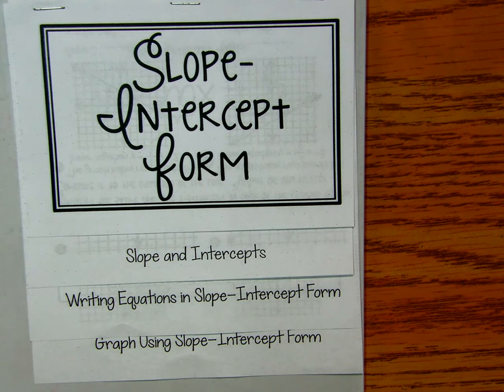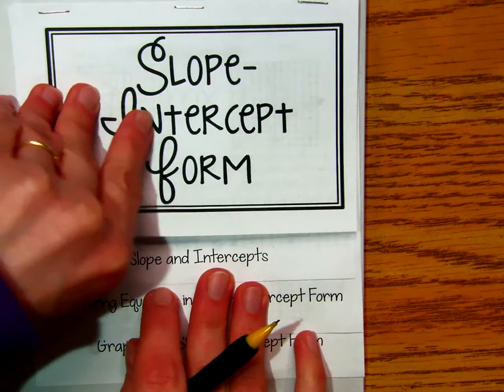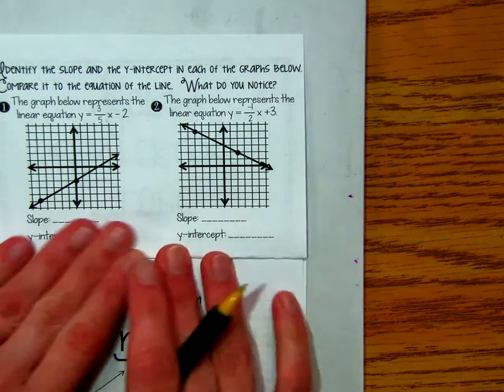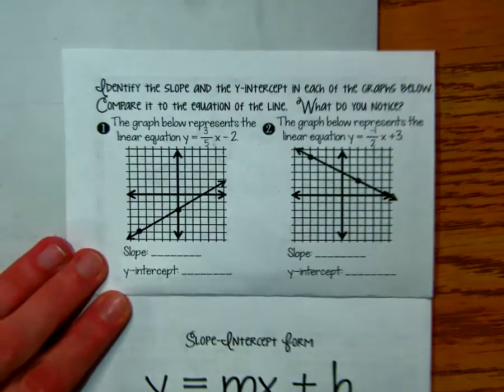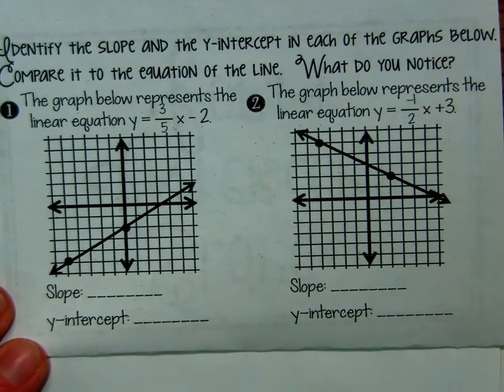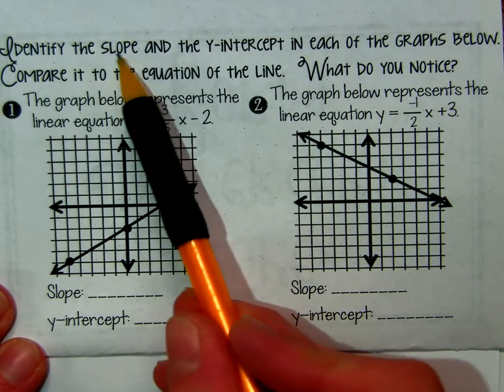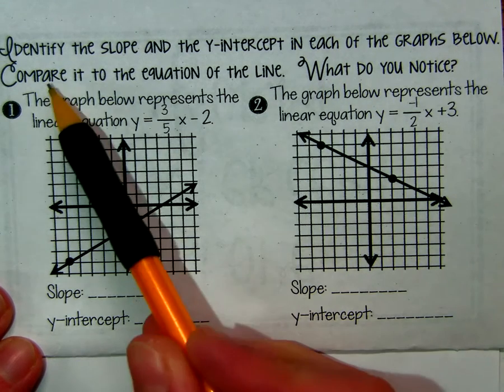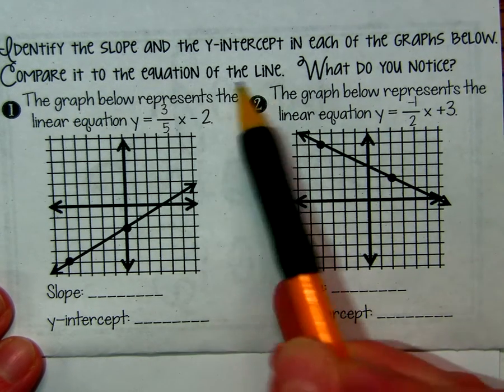All right, this is a lesson on slope-intercept form using this handy-dandy Foldie that we will glue into the notebook when we're done. Let's go ahead and look at the first flap and get started. I'll zoom in here. It says identify the slope and the y-intercept in each of the graphs below. Compare it to the equation of the line.